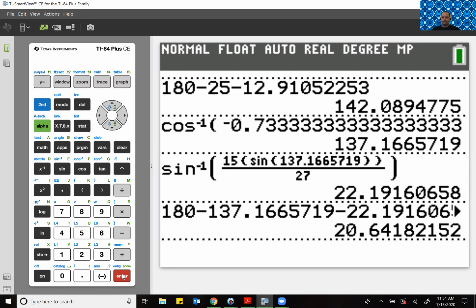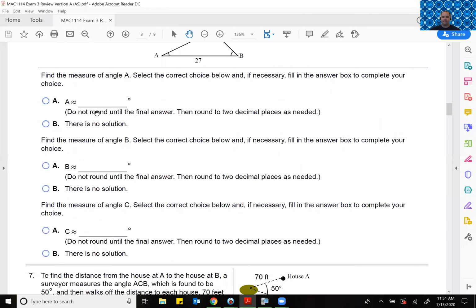And there we go. So when we go to our page here, in A, you're going to put 20.64 degrees. In B, you will put 22.19. In C, you will put 137.17. And there we go.